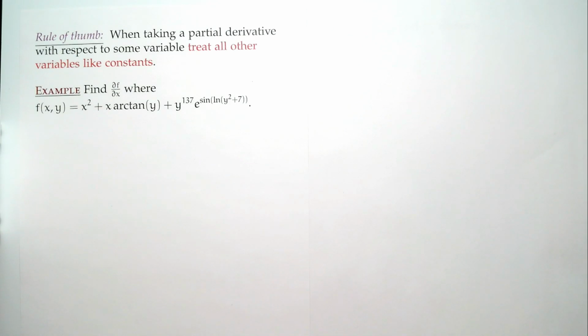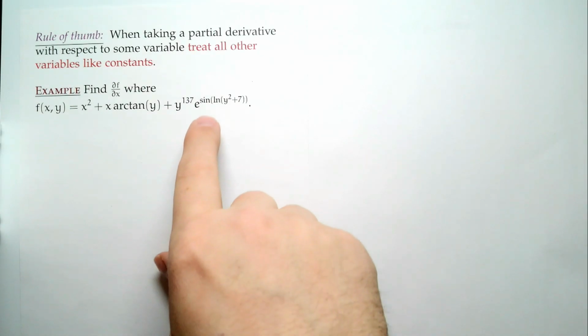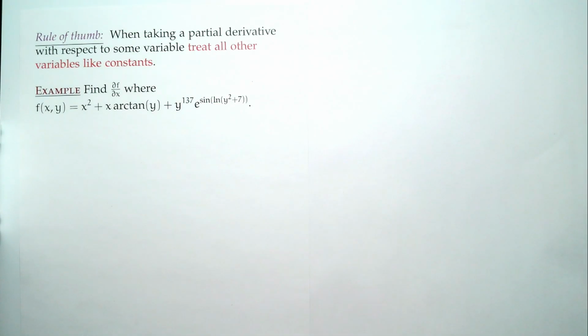Find partial f partial x, where f of x, y is the following function: x squared plus x times arctangent of y plus y to the power 137 e to the power sine of log of y squared plus 7. Now, normally, this would start to make us a little nervous. Oh, lots of chain rule coming up, power rule, product rule, all sorts of crazy things. Or is there? Let's think about it.